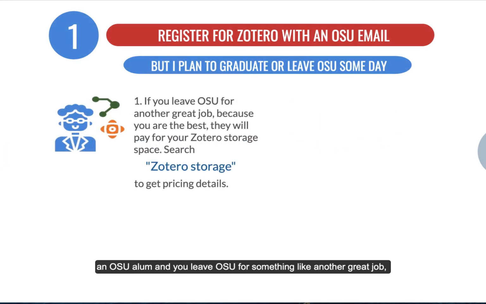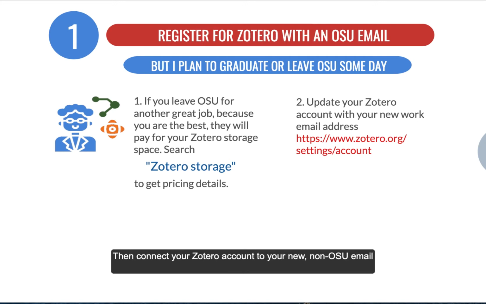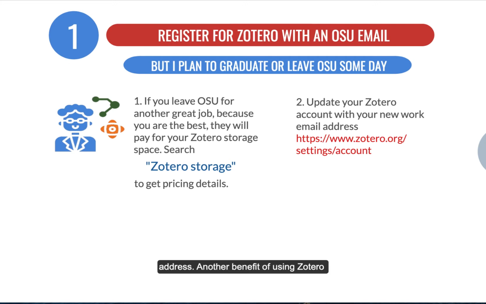If you aren't an OSU alum and you leave OSU for something like another great job, ask your new boss to pay for a subscription to Zotero's storage space. Alternatively, you could purchase space yourself. Google Zotero storage to see pricing details. Then connect your Zotero account to your new non-OSU email address.